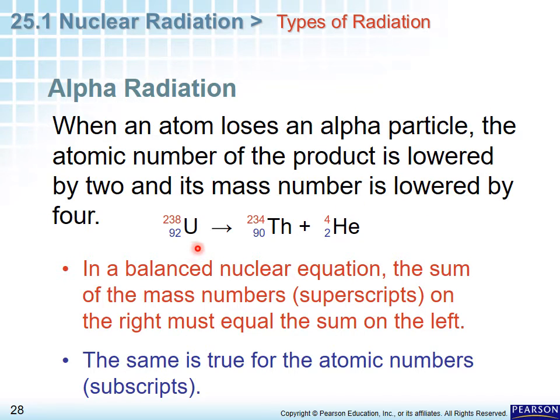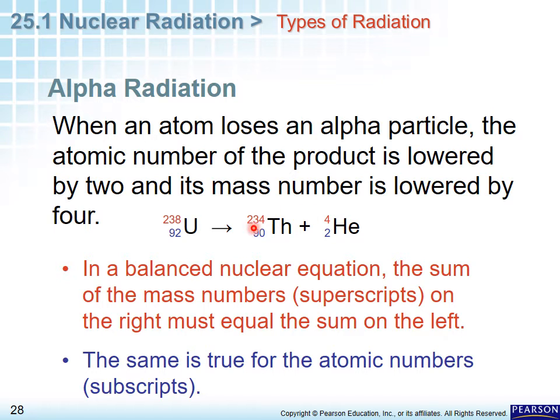You can see here, removing the alpha particle means losing 2 protons and 2 neutrons as well. So here the atomic number is going to be changed, and when the atomic number changes, definitely the element itself is going to be changed, meaning totally transformed. Okay, so in the balanced nuclear equation, the sum of the mass numbers, the superscripts on the right, must equal the sum on the left.